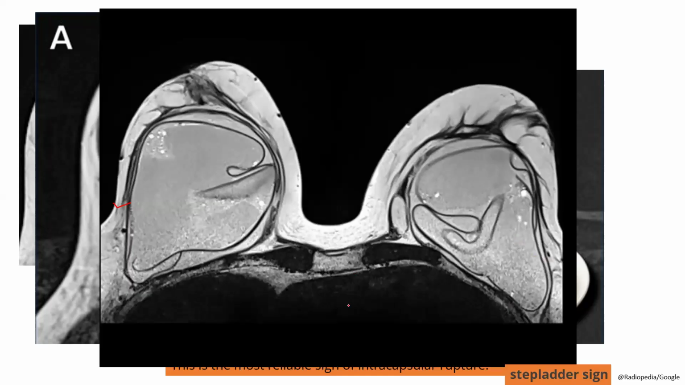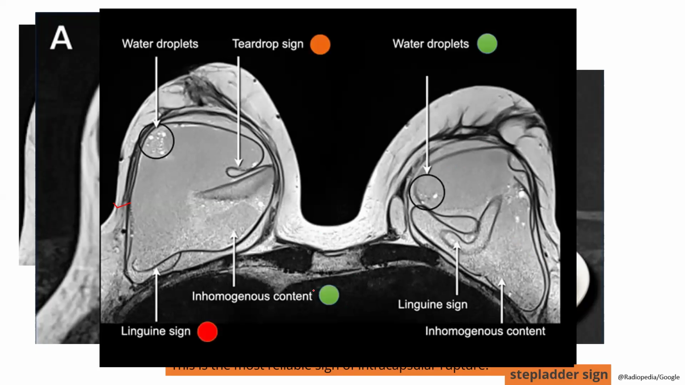So in this image, I will show you all signs that are seen in normal breast implant as well as in intracapsular rupture. Presence of water droplets and inhomogeneous content do not indicate intracapsular rupture specifically. But presence of teardrop sign or keyhole or noose sign indicates intracapsular rupture, whereas linguine sign is highly indicative of intracapsular rupture.